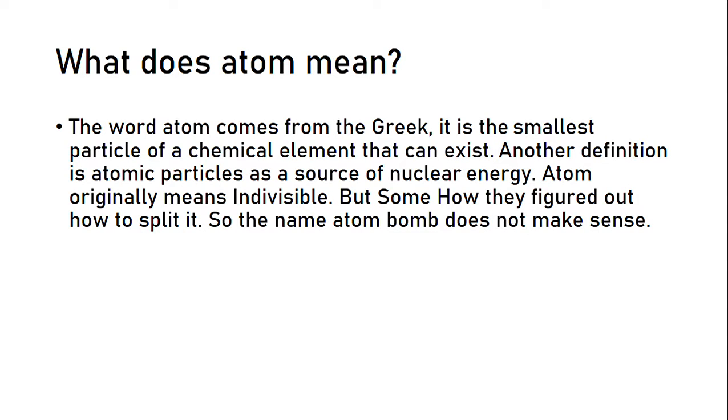What does atom mean? The word atom comes from the Greek. It is the smallest particle of a chemical element that can exist. Another definition is atomic particles as a source of nuclear energy. Atom originally means indivisible, but somehow they figured out how to split it, so the name atom bomb does not make sense.